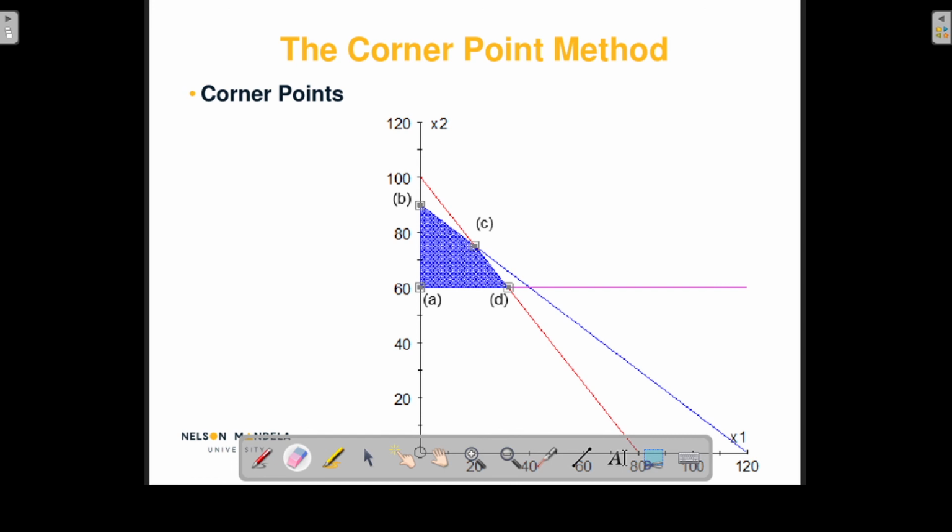In the next lecture, we will now find the values for x1 and x2 at these 4 corner points, and then evaluate the objective function at the 4 corner points.